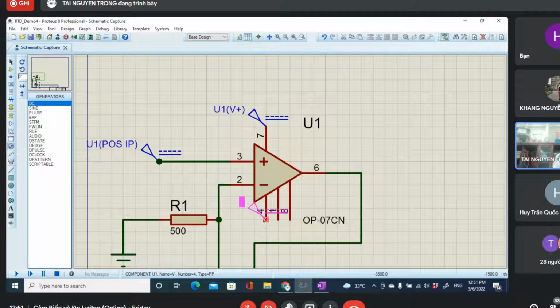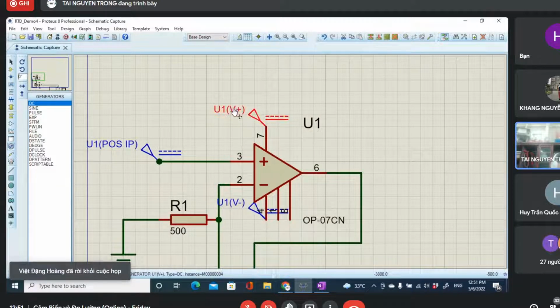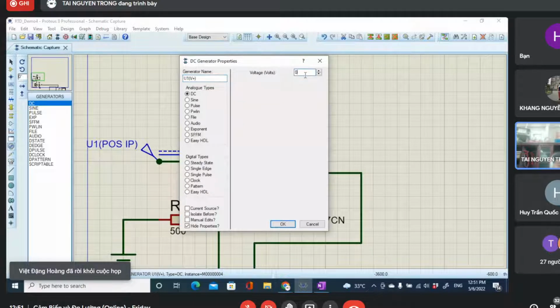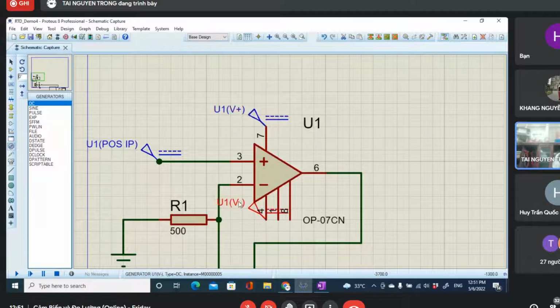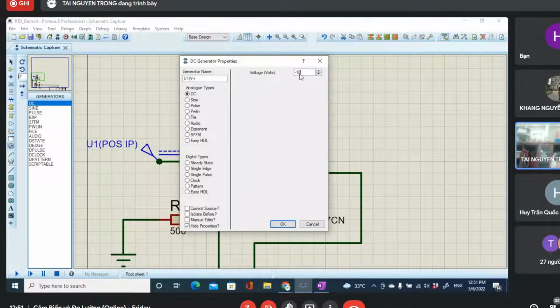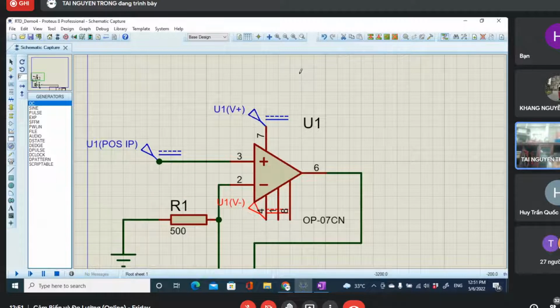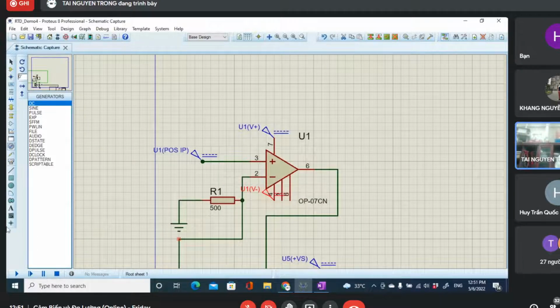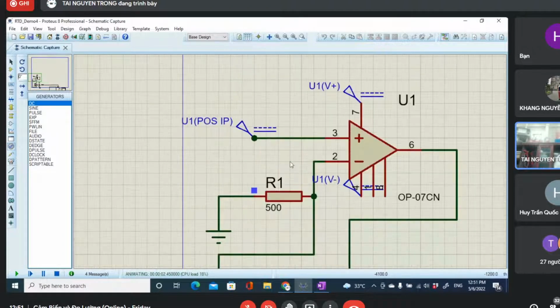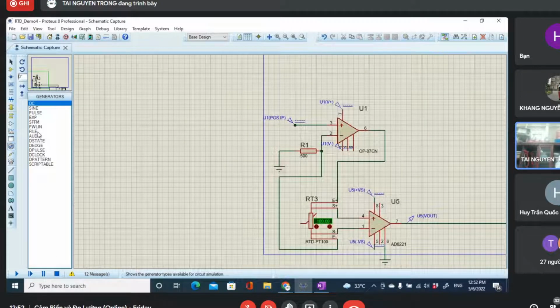Okay, V plus and V minus. In this case, I will apply V plus 10 volt, and V minus 10 volt, depending on the resistor. Okay, and then we can test a simulation. The value of current, I will check. Okay. Current.